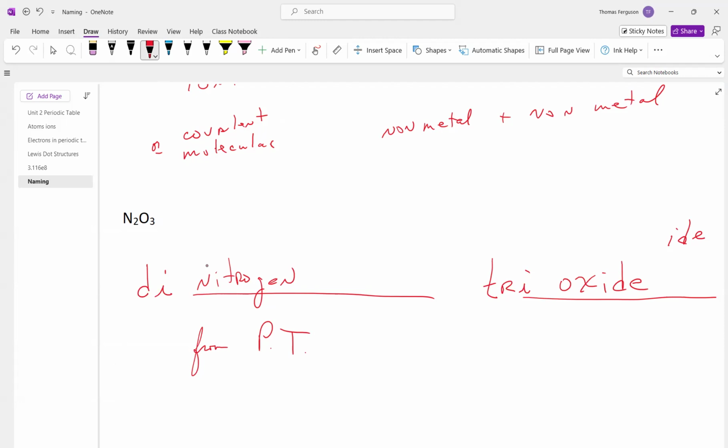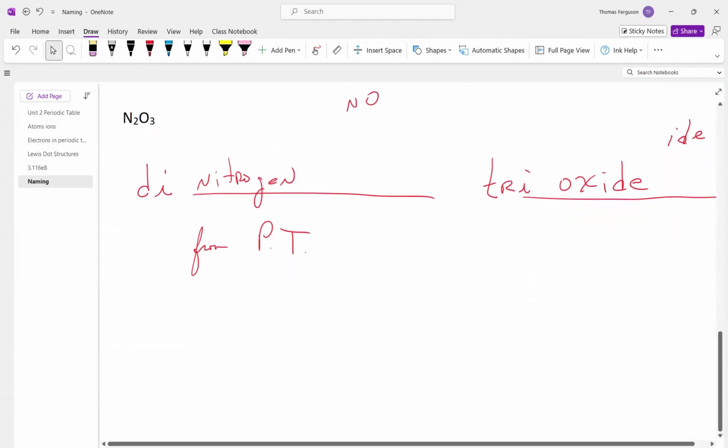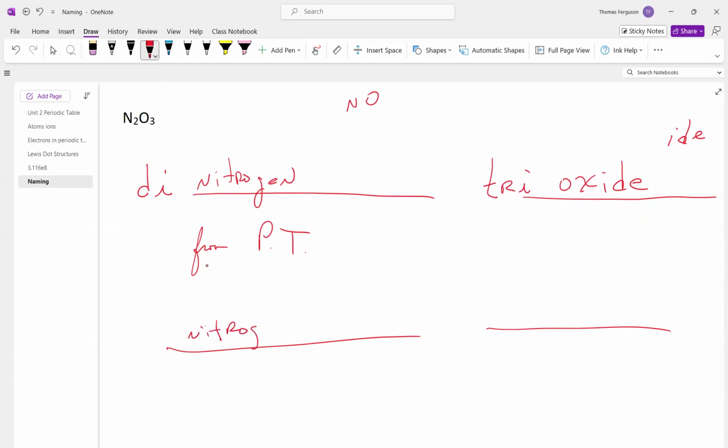Okay, so the question had to do with one. What if we just had, let's name that NO. We already know it's molecular. So we have the same thing, nitrogen oxide, and we have one of each. Now the one over here is required. The one in the beginning is optional.